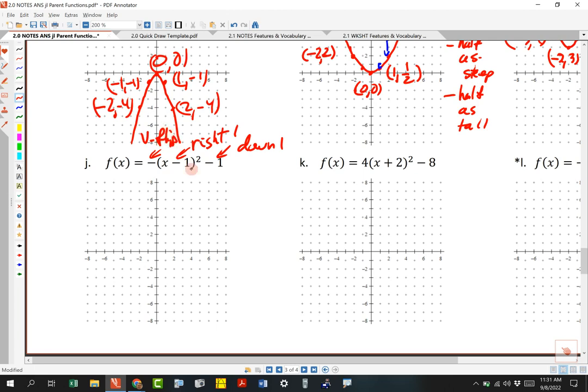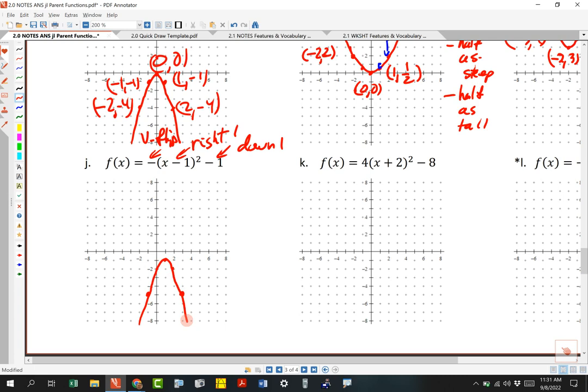So let's find the vertex. Right 1, down 1. Vertex is right here. And then instead of this pattern going up, it's just going to go down. From the vertex, right 1, down 1. Right 2, down 4. Back 1, down 1. Back 1, down 4. Graph looks like this.